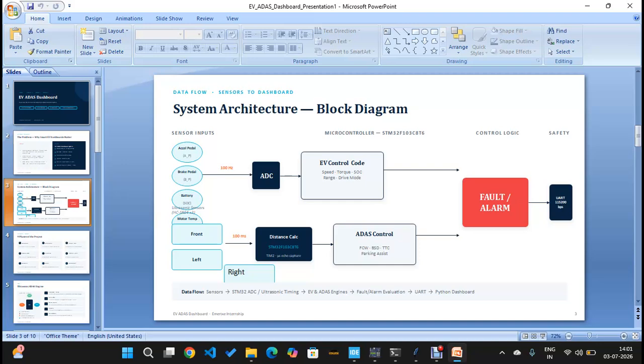After that comes the EV control, which is basically code written for it, and then the ADAS control. So what are EV and ADAS? In EV, the parameters are speed, torque, SOC, range, and drive mode. ADAS is the advanced driver assistance system, where we implement collision detection and so on. If the EV gets very close to any obstacle, it will give us an alert. This is written in the ADAS controls.